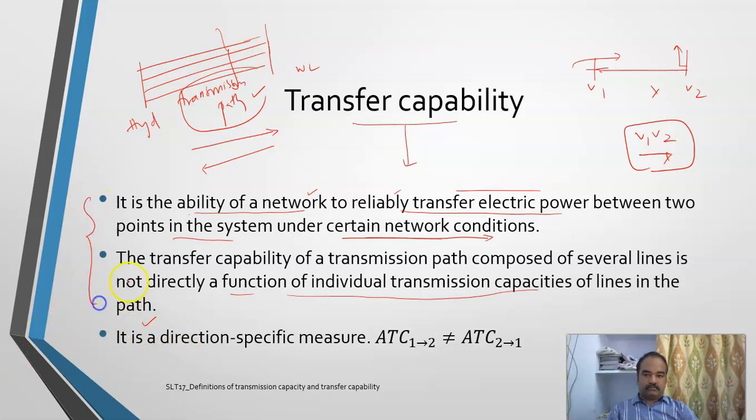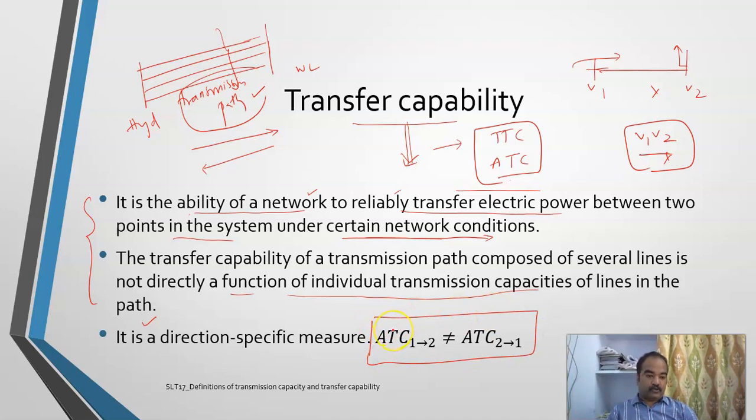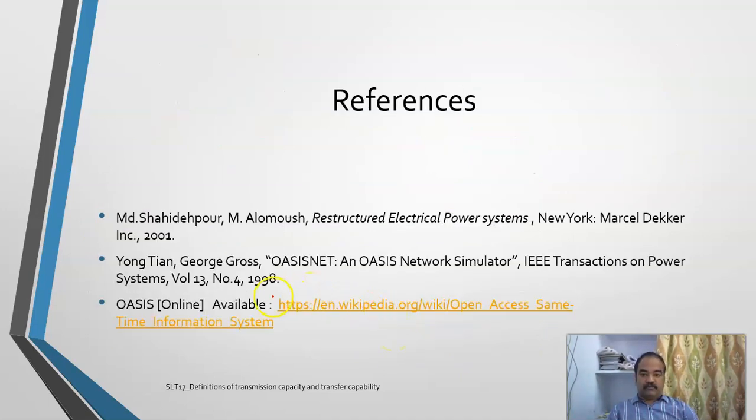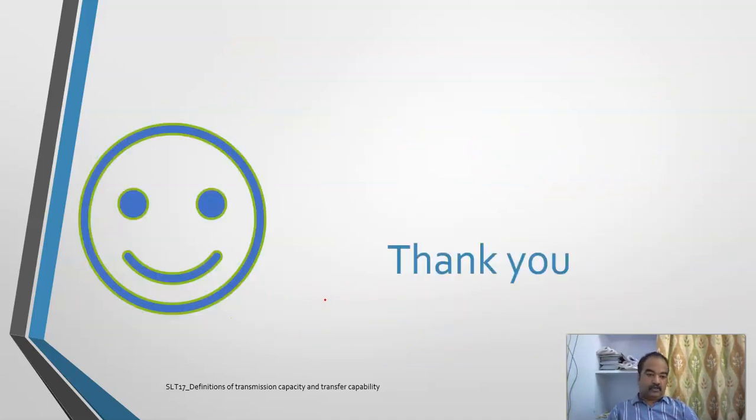So the transmission capability will be divided into two things. One is total transfer capability, the other one is available transfer capability. These two terms we will see in the next topic. But do remember that available transfer capability from 1 to 2 is not equal to available transfer capability from 2 to 1. So for more information you can go through these websites, and I hope that you are now able to differentiate between the transfer capability and the transmission capacity.